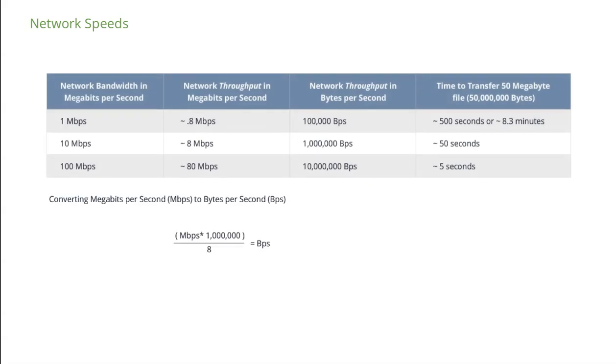So let's take network throughput into account and see how long it might take to transfer the same 50 megabyte file. If we assume that we only get 80% of the network bandwidth, it might take approximately 500 seconds or 8.3 minutes using a 1 megabit per second connection and 5 seconds using a 100 megabit per second connection.